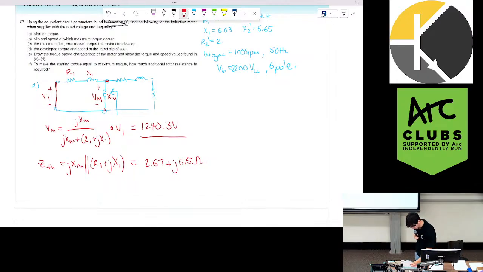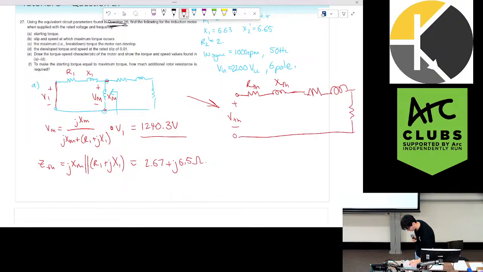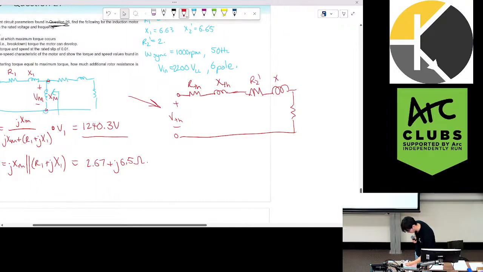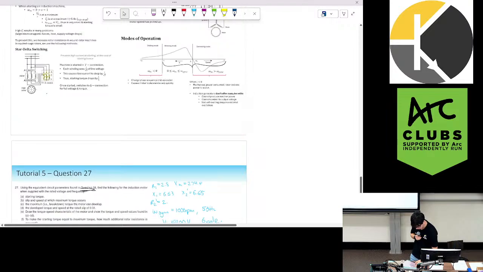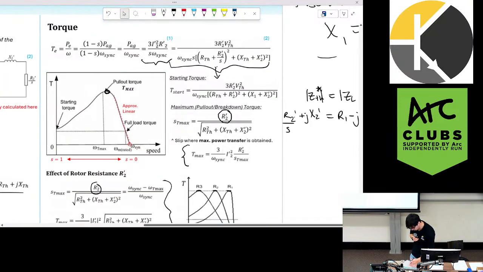Alright, so I can redraw my circuit. We have VTH, RTH, XTH. Cool, so this is what we have: R2 dash, X2 dash, R2 dash (1 minus S) over S. Great. So to find the starting torque, I'm going to apply the equation for starting torque. We have everything we need, actually.